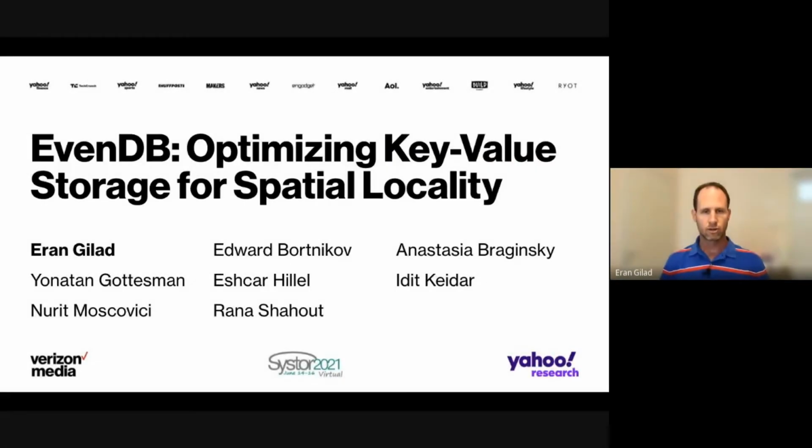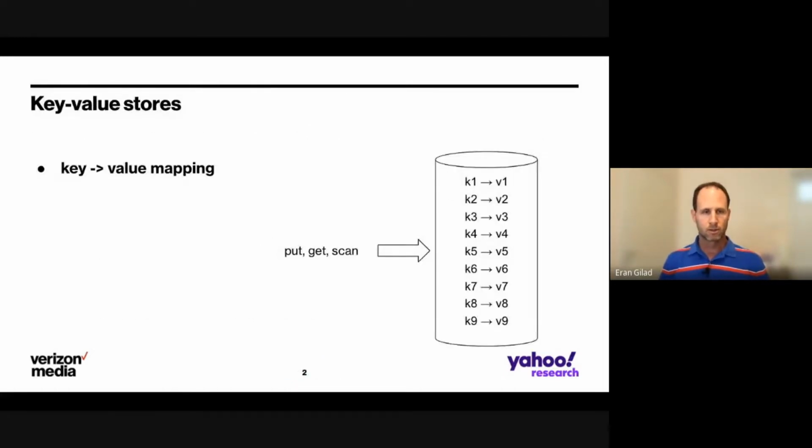I'm Gilad from Yahoo Research here, and I'll be presenting a work on EvenDB, the key-value store optimized for spatial locality. So key-value stores provide a simple abstraction mapping keys to values. They provide single key operations such as put, get, and delete, as well as occasionally range query operations, also known as scan, that return keys and values within a given range of keys.